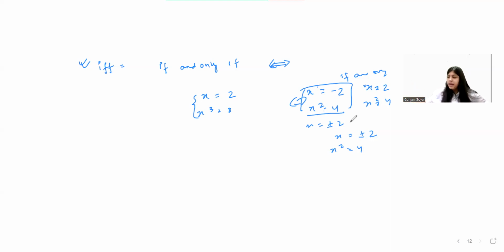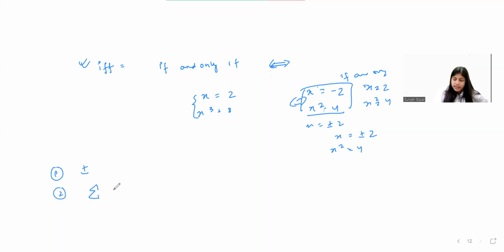Now coming to what is plus minus? Plus minus are notations where an answer will give me both plus and minus. Okay. An answer will give me both plus and minus, where I take plus first, minus second.